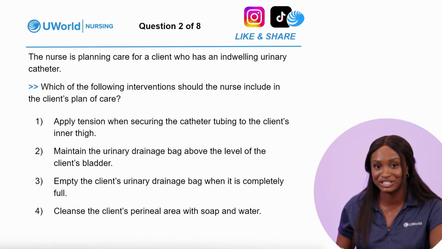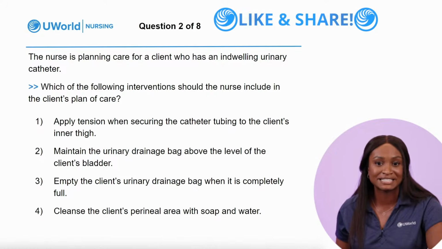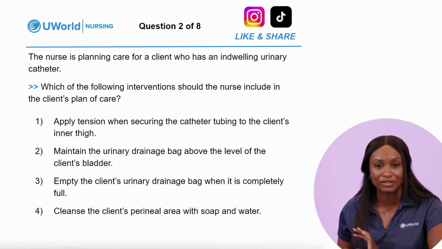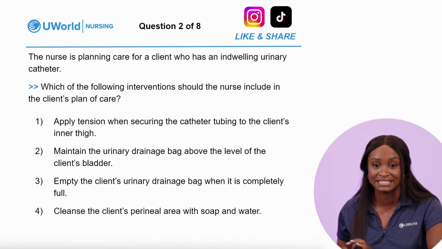Let's move on to question 2. The nurse is planning care for a client who has an indwelling urinary catheter. Which of the following interventions should the nurse include in the client's plan of care? We'll do about 35 seconds. Option 1, apply tension when securing the catheter tubing to the client's inner thigh. Option 2, maintain the urinary drainage bag above the level of the client's bladder. 3, empty the client's urinary drainage bag when it's completely full. And option 4, clean the client's perineal area with soap and water. Let us know what you guys think.